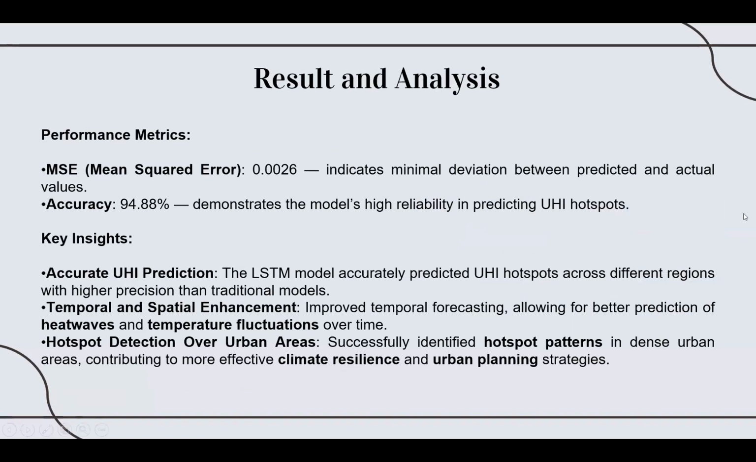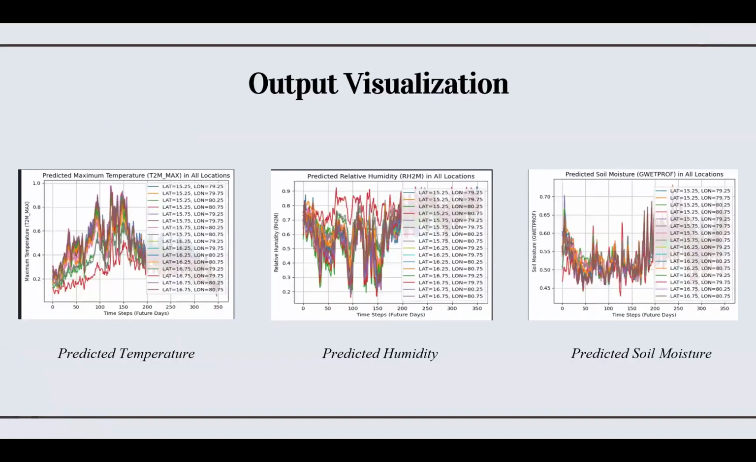The key insights are that the LSTM model accurately predicted UHI hotspots across different regions with higher precision than traditional models. This model has improved temporal forecasting, allowing for better prediction of heat waves and temperature fluctuations over time. We successfully identified hotspot patterns in urban areas of Vijayawada, contributing to more effective climate resilience, and we helped in urban planning strategies.